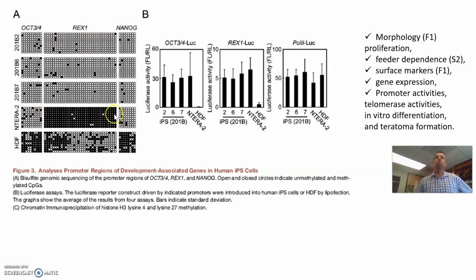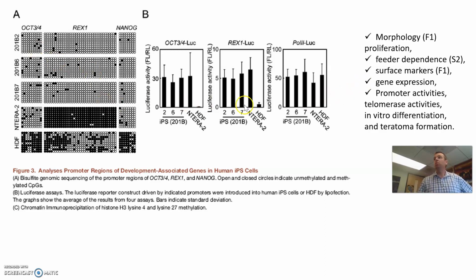If you see a lot of closed circles, it means the genes are off. And you can see that for the most part, the endogenous, this is the genomic, the cell's own copies of OCT34, REX1, and NANOG, they're pretty much off in the fibroblasts, but they are on in our induced pluripotent stem cells. So these genes have been turned on.